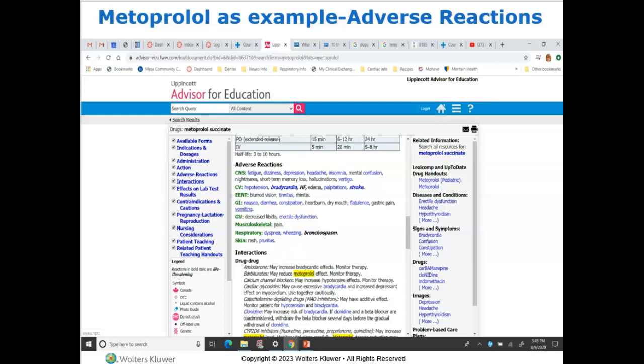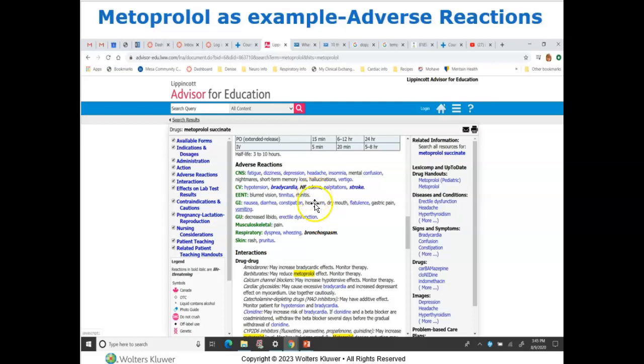Bradycardia is where your heart is less than 60 beats per minute, and tachycardia is where your heart is beating over 100 beats per minute. What else? Tinnitus, it's ringing in the ears. A lot of different side effects, but it breaks it down by system. And do you need to know all of these?